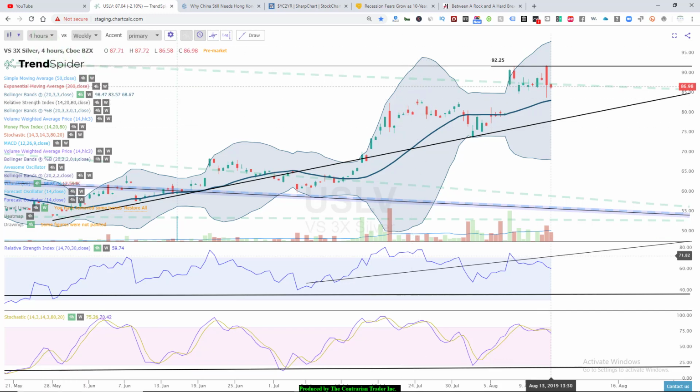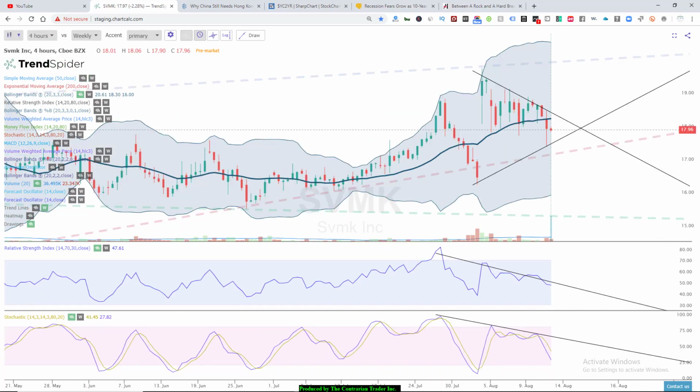Moving on to SVMK. This is a 4-hour chart. I have weekly overlays represented. You can see that on a 4-hour basis, we rallied on the second, found a bit of resistance at weekly resistance on this 4-hour chart. We fell into a trading range, a triangle formation, and we're flirting with a breakout. We retested the lower band of support yesterday. Stochastics are weak. RSI is weak.